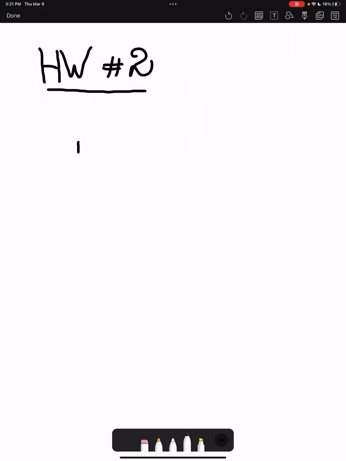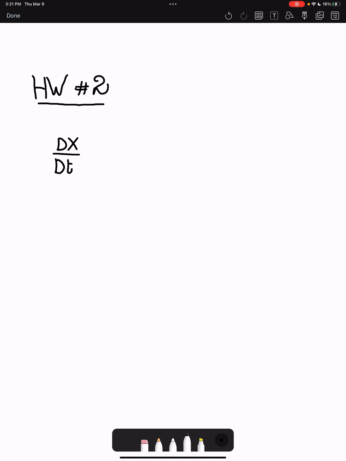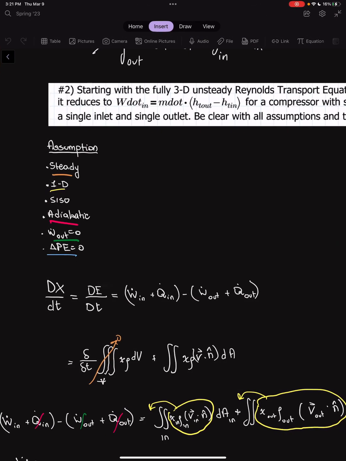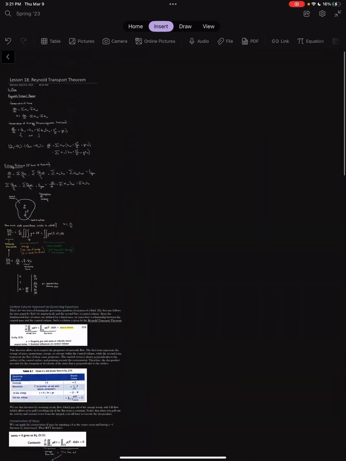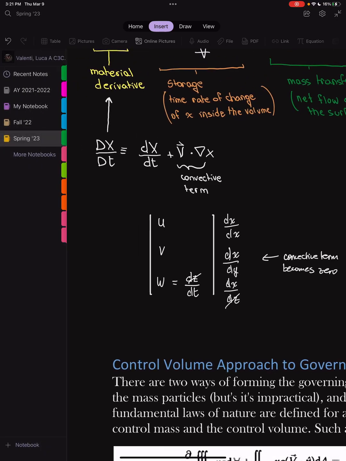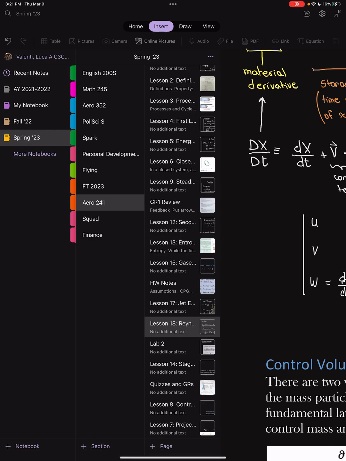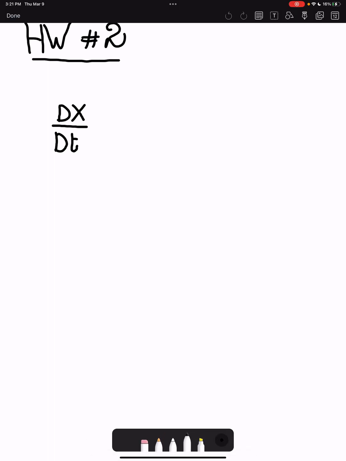We have the big D x over dt. This is a material derivative. It has a component that is more than just a derivative. I'll show it to you right here. If you go to lesson 18, this is the component that it has. It has a convective term, so it's not just a normal derivative. It behaves in a certain way, and that's why we just have a table for values that we can substitute based on the analysis that we're doing, which I'll talk to you about in a second.